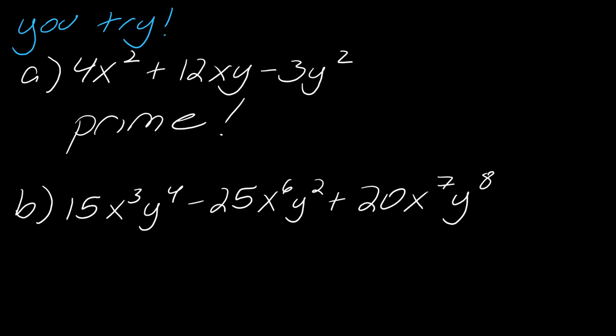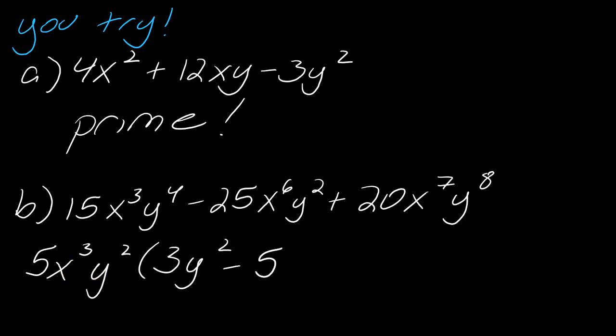Everything in this case is definitely divisible by 5. And then I've got an x in each term. The smallest exponent is the 3, so this will be 5x cubed. And then I've got y to the 4th, y squared, and y to the 8th, so this will be the other part of the GCF. Okay, so now let's divide it out. This becomes 3y squared, because I've got x cubed, so the x's just fall out.